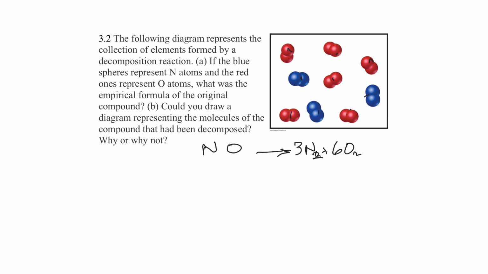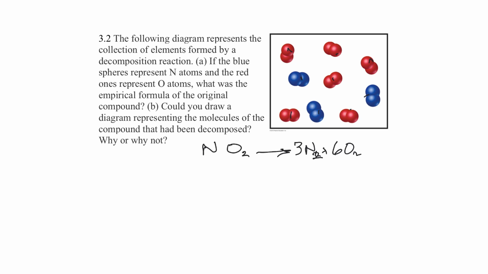So what is the ratio? I've got 3 to 6. What is the empirical, which is the lowest ratio? 3 to 6 is the same as 1 to 2. Okay, so for every 1 N, I have 2 O's. All right, for every 1 N, I have 2 O's.